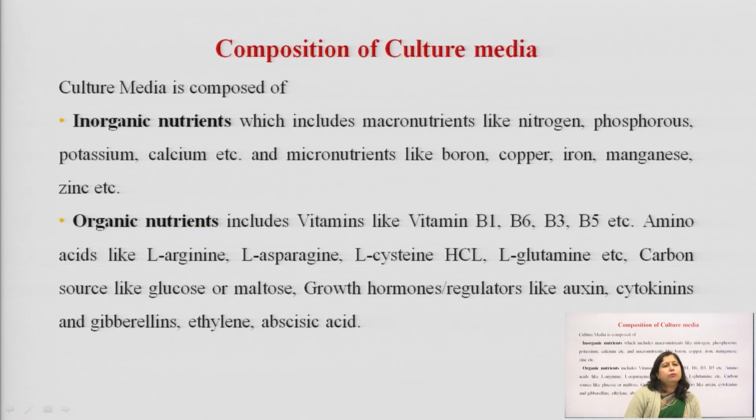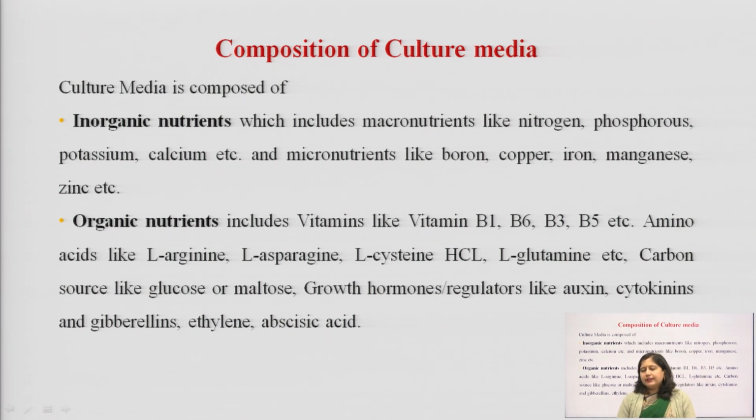Further, we will move to the different types of nutrients. In the last diagram we got the idea of the two main sources, carbon and nitrogen, and how they can enter the plant in plant tissue culture.